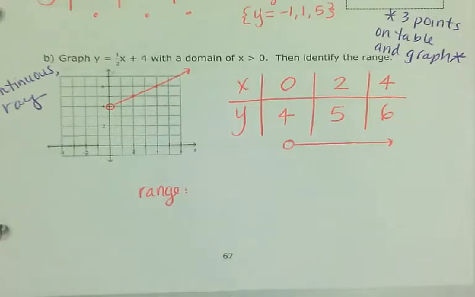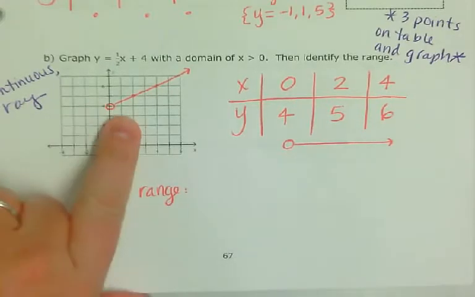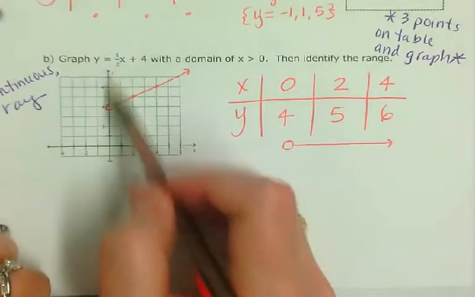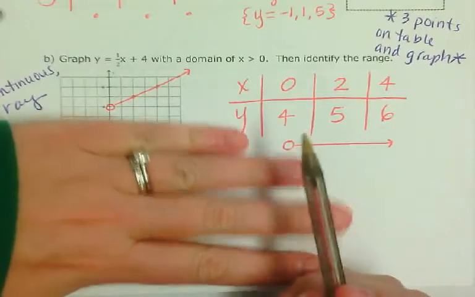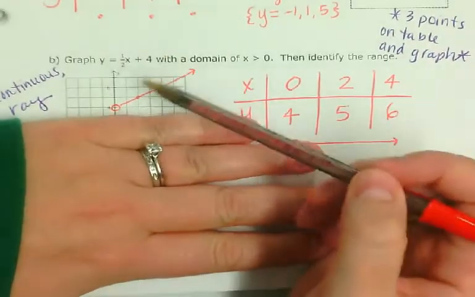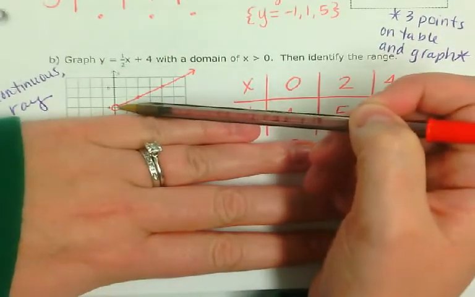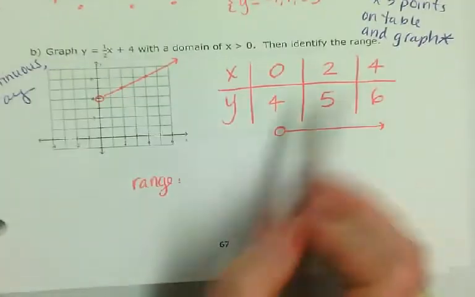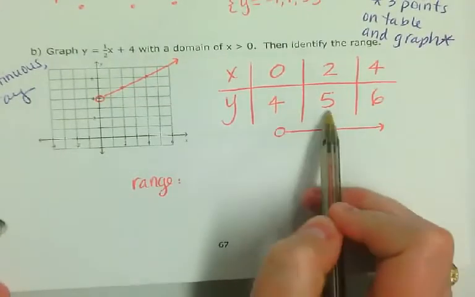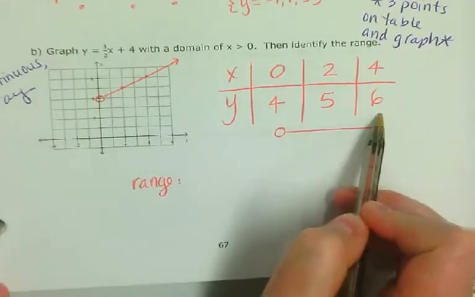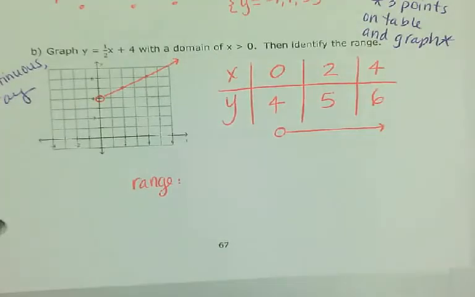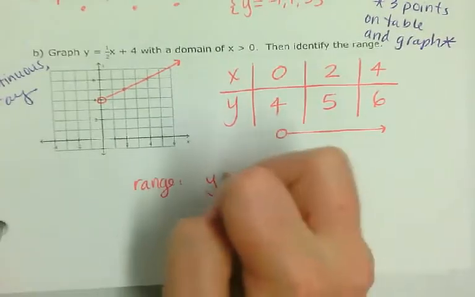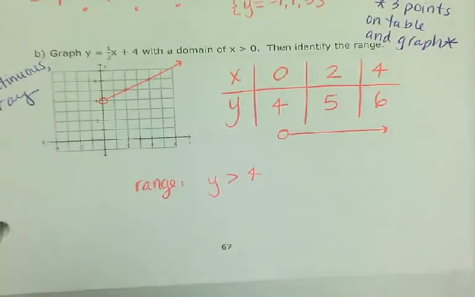So you can look at this in two different ways. You can look at it on the graph. If I look at my y-axis, if I was to box it in, I would box in here, which means I have y values that are greater than 4. You can look at your table. Here's where it starts at 4, and what's happening to the y values? It's increasing, so they're going up, which means it's greater than. So it is y is greater than 4.